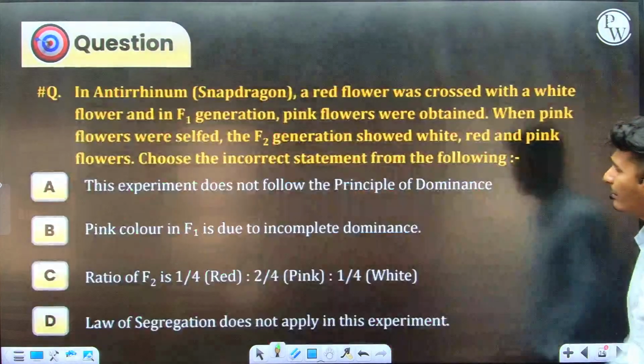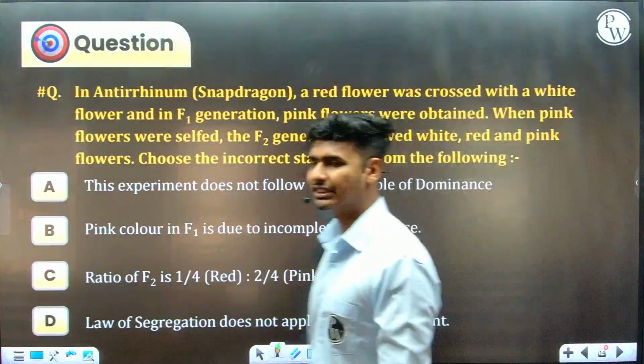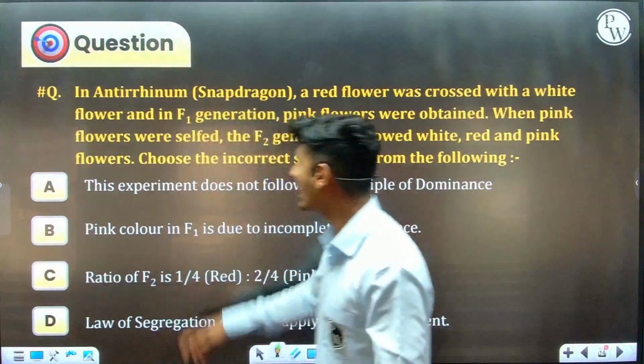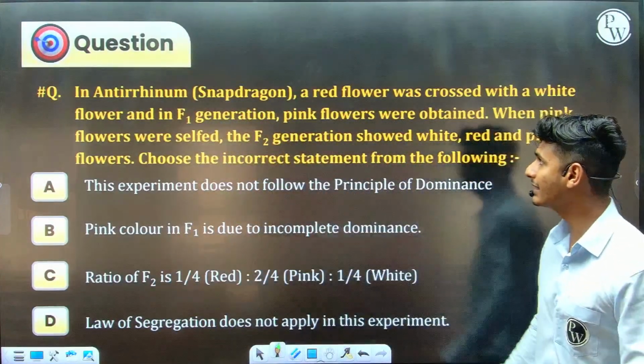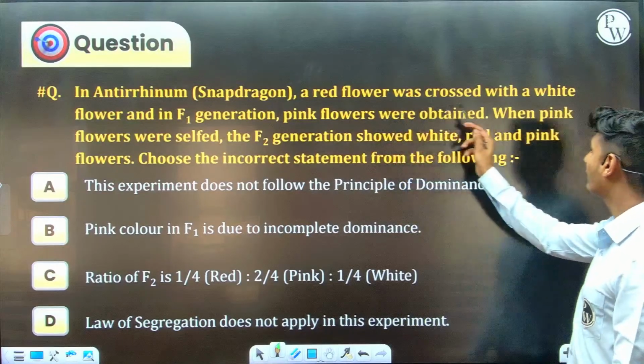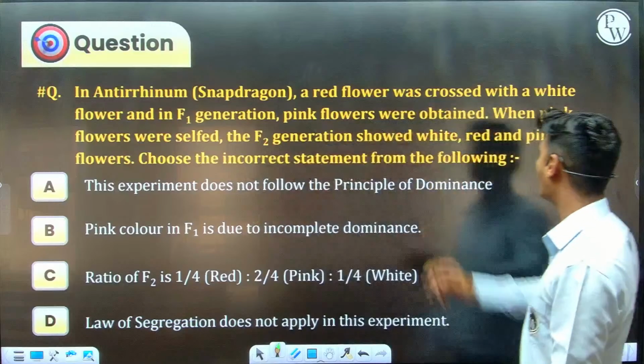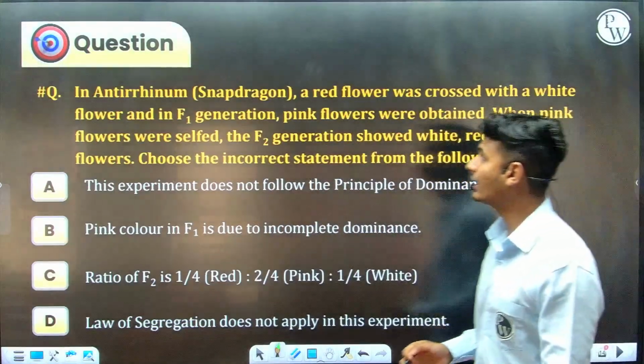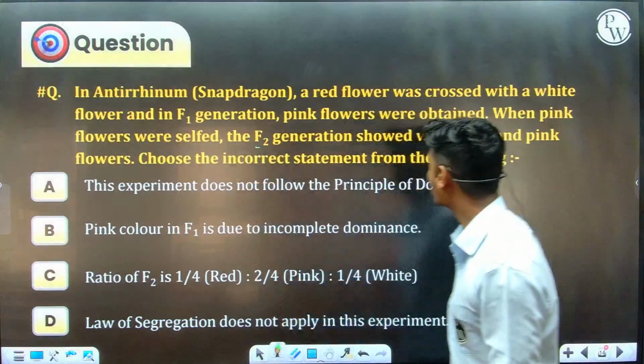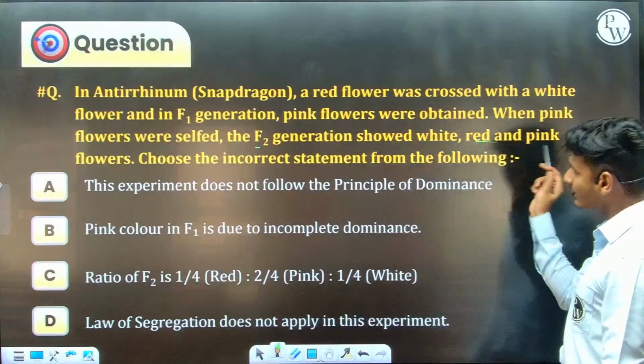Codominance is also the same. In case of codominance also, this ratio is carried out. Now here in Antirrhinum species, snapdragon, a red flower was crossed with the white. We just crossed it. In the F1 generation, pink flowers are formed. When the pink flowers were selfed, the F2 generation shows white, red and pink. Yes, this is also true.